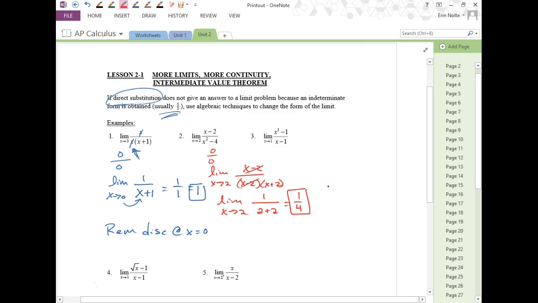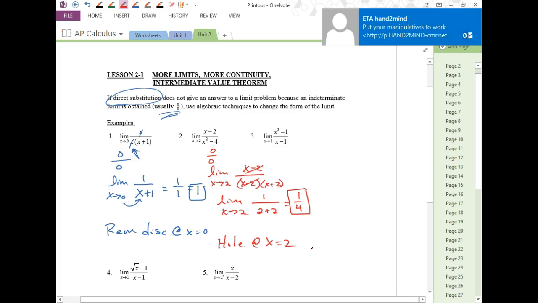Where does there happen to be a hole in this particular example? We're going to have to figure that out. They might ask, yeah, but not on this question, though. So where would the hole be? What quantity did it cancel out? What value would make x minus 2 equal 0? 2. So there is a hole at x equals 2. That's just a little extra info. The 1/4 is the answer to the question. The limit of the function is 1/4.